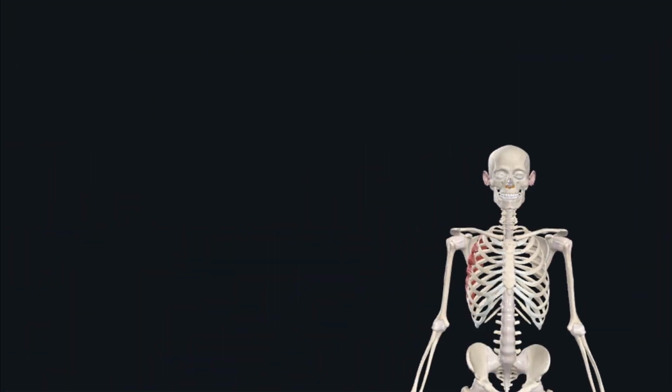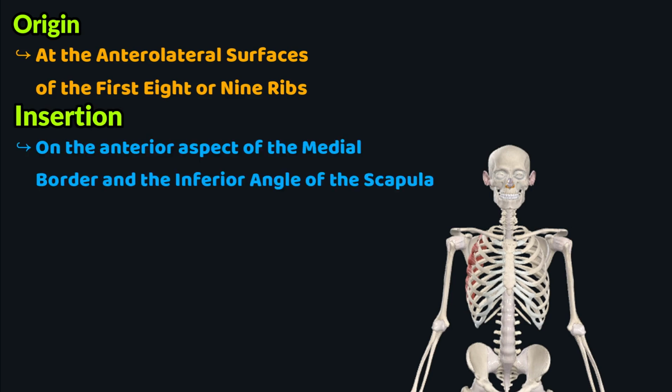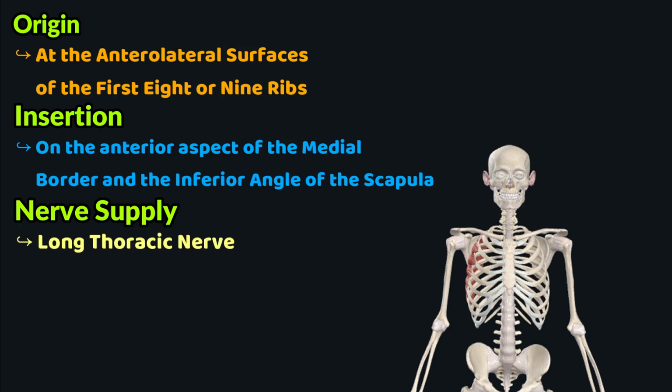Now let's review the important points regarding the serratus anterior muscle. It originates at the anterolateral surfaces of the first 8 or 9 ribs. This muscle then inserts on the anterior aspect of the medial border and the inferior angle of the scapula. The innervation: this muscle is supplied by the long thoracic nerve from the nerve roots of the brachial plexus C5, C6 and C7.